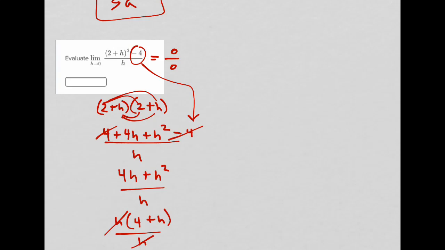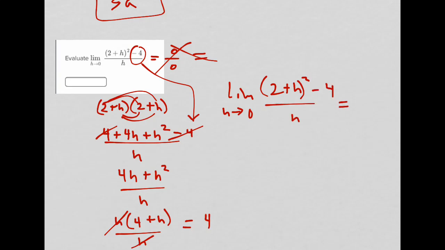And now we can do direct substitution. So that equals 4 because h is going to 0. So this actually equals, well, I shouldn't write that. The limit as h approaches 0 of (2 plus h) squared minus 4 all divided by h equals 4. Isn't that beautiful? Yeah, that's beautiful. That's beautiful.